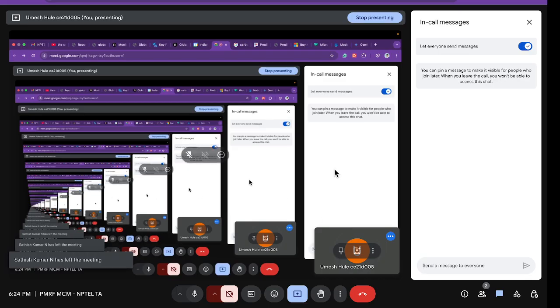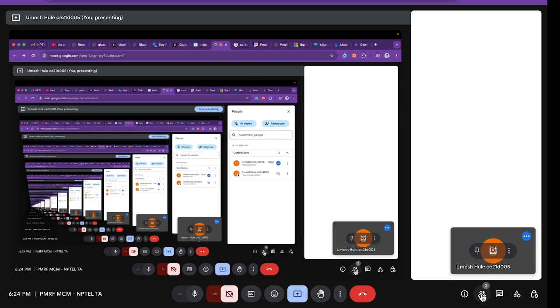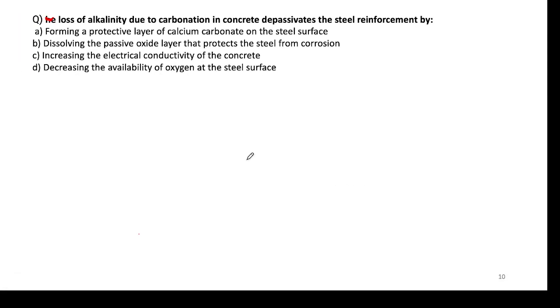You can just type your answer in the chat box, or just unmute yourself if you have the answer. Anyone with the answer? It's an easy question: how does carbonation lead to corrosion of the steel? What will happen to the steel when there is carbonation? Okay, let's see the answer.